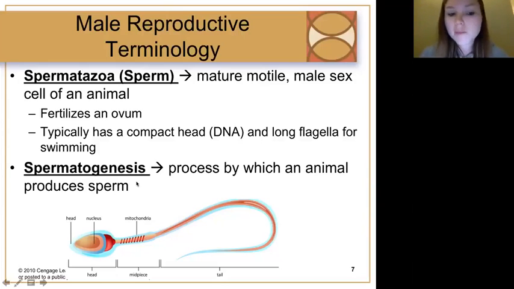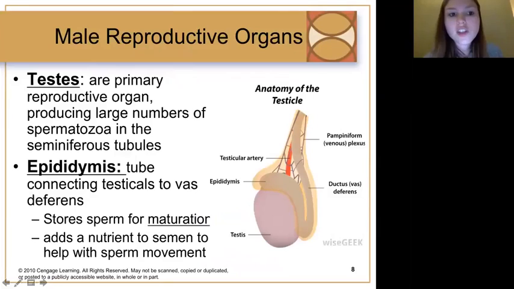The process by which an animal produces sperm is called spermatogenesis. Anytime you see the term genesis, it means that something is being made. So with spermatogenesis, sperm is being made, basically. Some other male reproductive organs include the testes, which are the primary reproductive organs, so they're the gonad, and they produce a large number of sperm in what are called the seminiferous tubules. That's just where the sperm are produced in the testes.